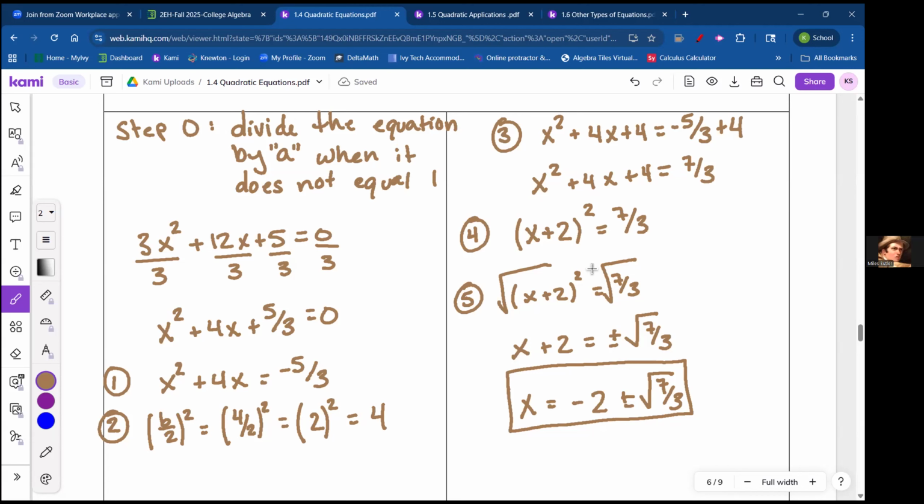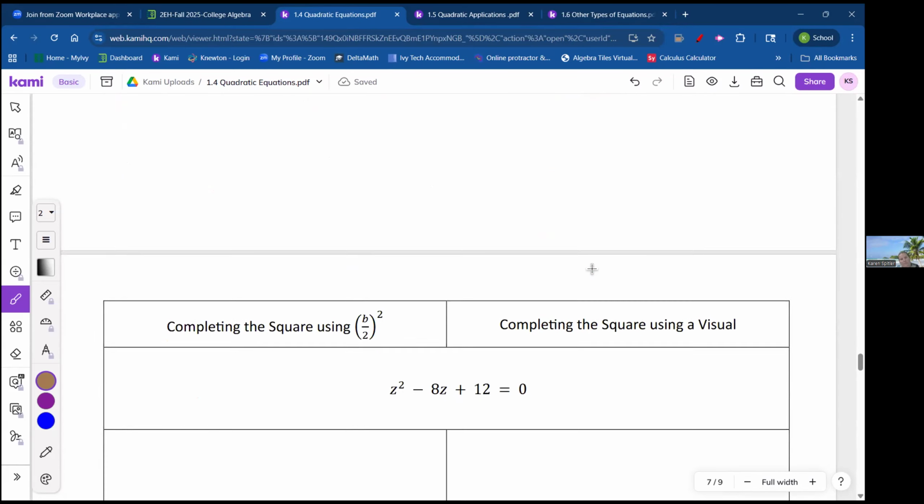I have one question. Between step 0 and 1, what happened to the coefficient of 3x squared? I divided everything by 3 because that's what step 0 told me to do: divide the equation by the A when it does not equal 1, and 3 is not 1. Okay, that makes sense. Okay, I want you guys to do the last one. Do that one.